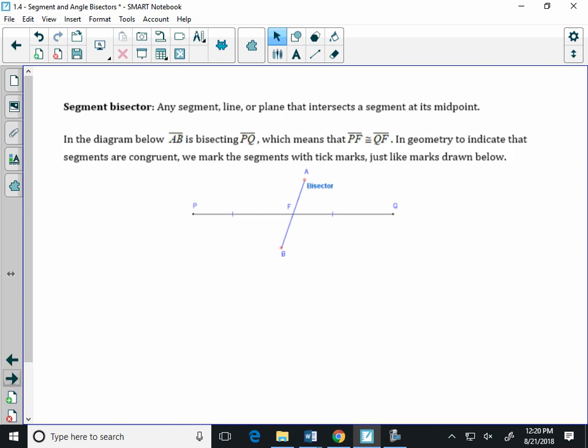To show that pieces are equal, let's take a look at this diagram. This line right here, AB, is a bisector of the segment PQ. It's hitting it at its midpoint right here. So then what do we know about these distances? What do we know about the distance of QF and the distance of PF? They're the same. Right?